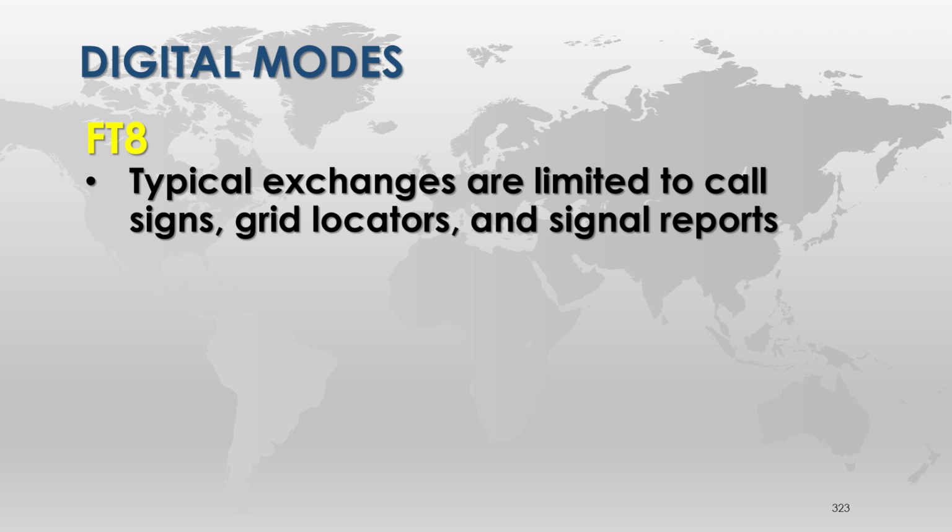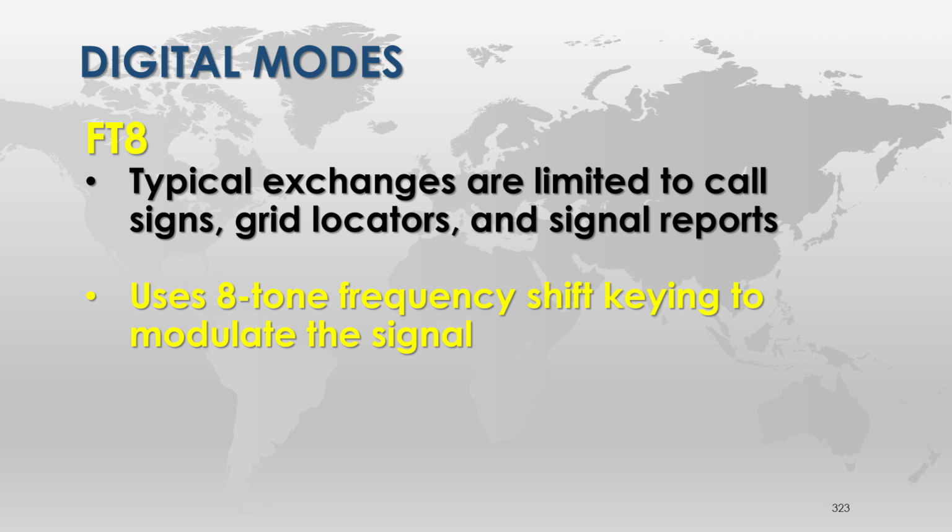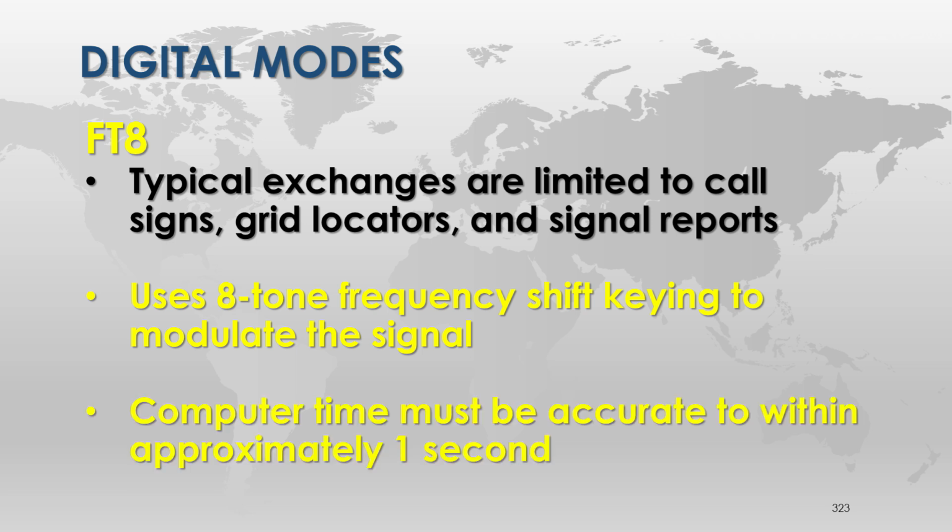FT8 typical exchanges are limited to call signs, grid locators, and signal reports, and that's it. If you're trying to call CQ to a specific country, I haven't figured it out, but there is a way to go CQ GB. So you're looking for Great Britain. Use 8-tone frequency shift keying to modulate the signal.